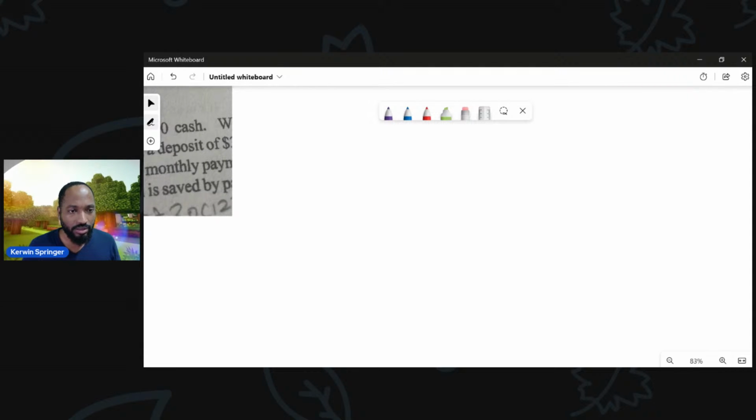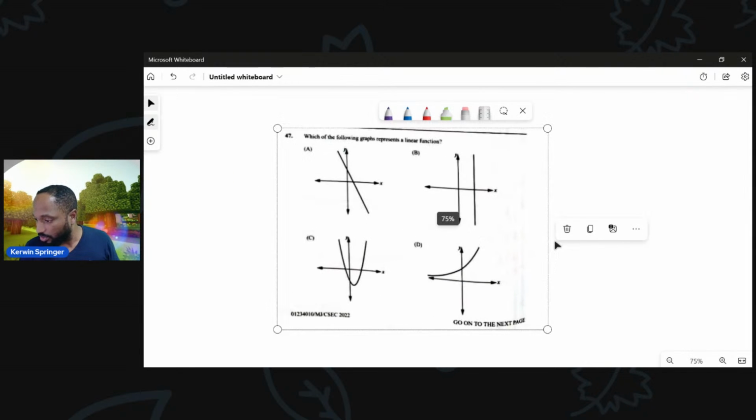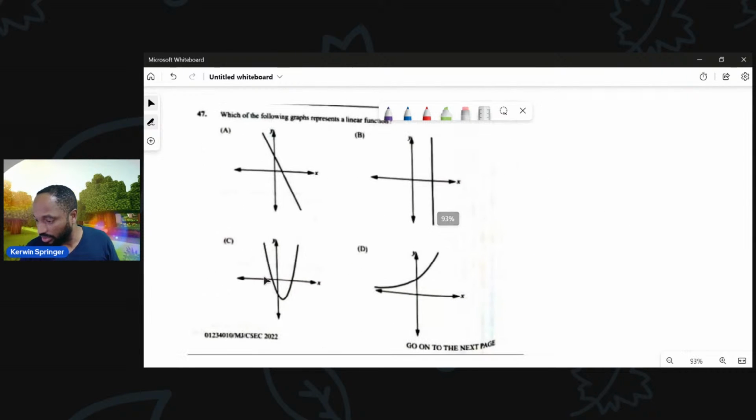You weren't here for that part when I did it already, so you have to watch the first piece. The following represents a linear function. How could this be linear? Linear means line. How could that be linear? This can't be a function because it's going straight up.